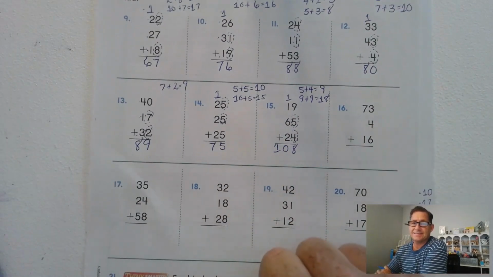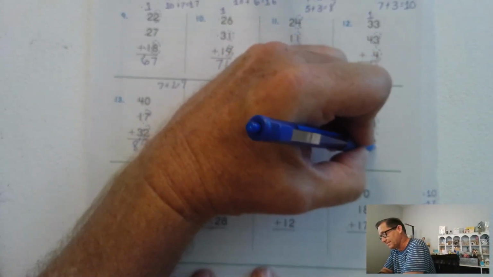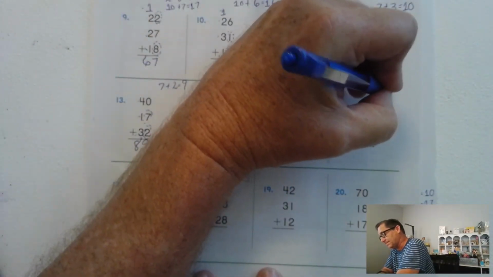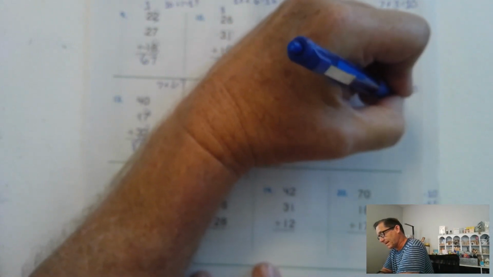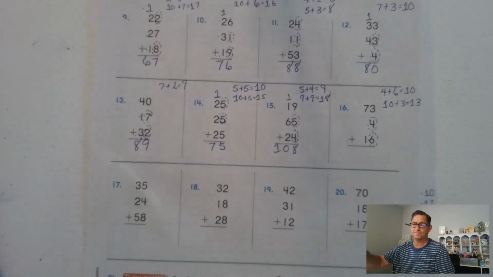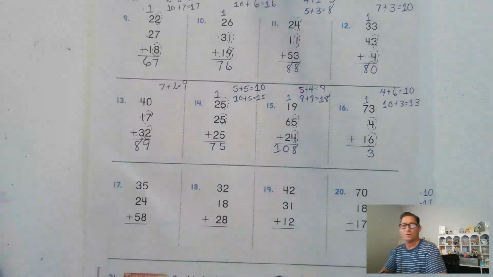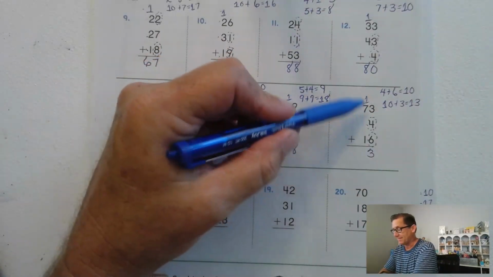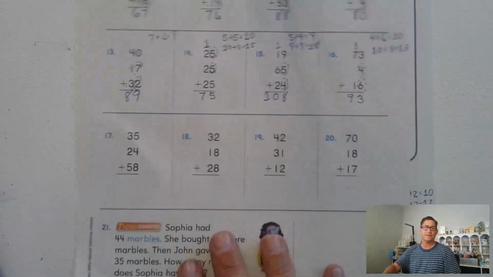All right, number 16. I see that we can make a 10 if we add the 4 ones and the 6 ones. So 4 and 6 is 10. And 10 plus 3 is 13. 13 I can regroup as 1 ten and 3 ones. Now I add the tens. 7, 8, 9. 9 tens.